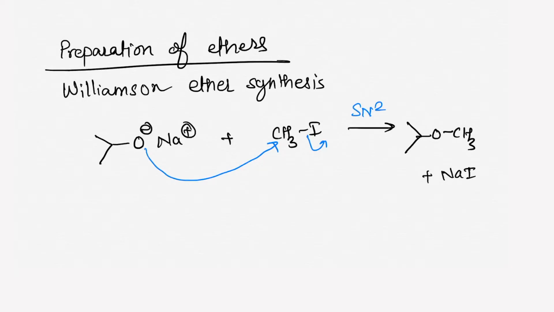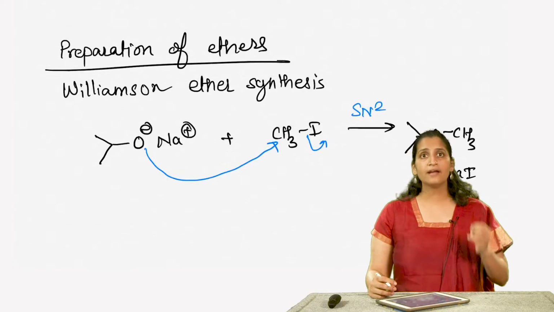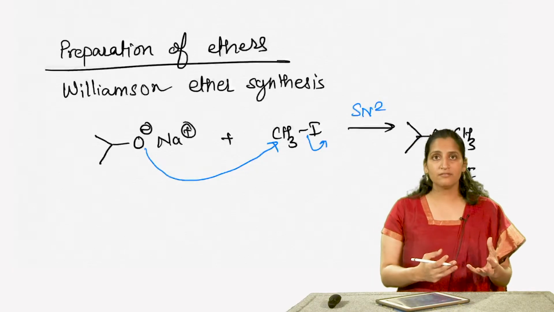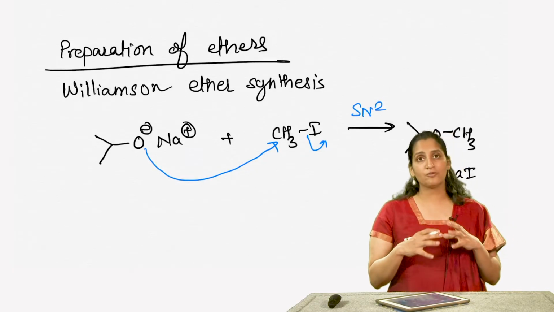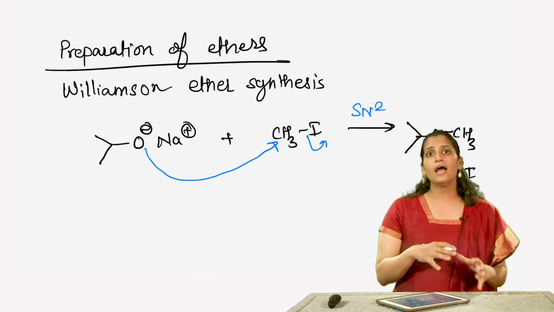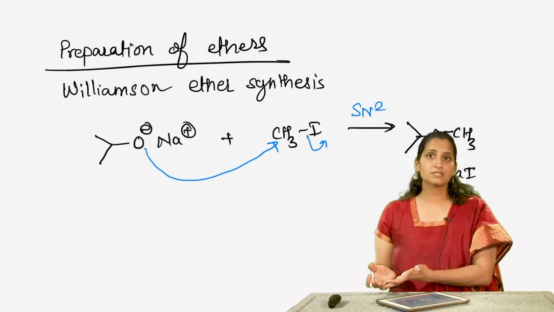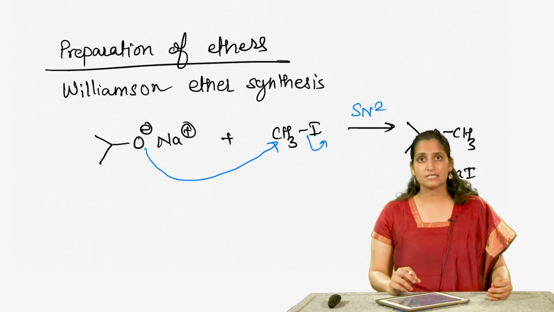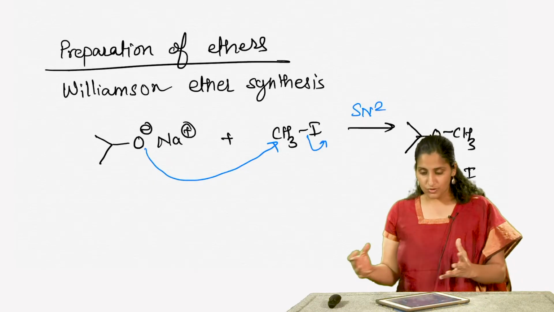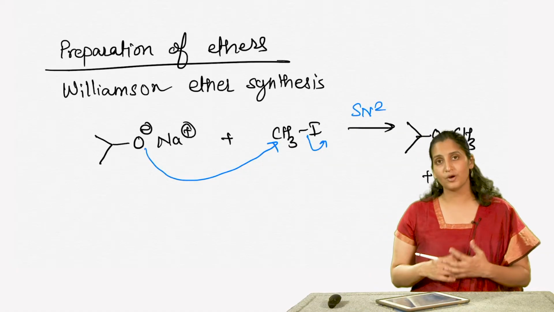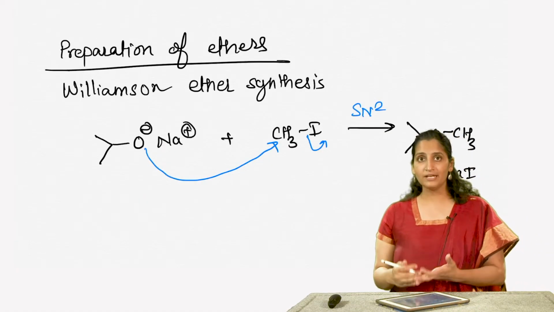Now, when we are designing Williamson's ether synthesis, we have to pay attention to the fact that we are doing an SN2 reaction. So, we have to control our reactant such that we minimize the competing reaction, which is the beta elimination reaction, and favor this nucleophilic substitution reaction such that we produce the ether in excess, right.